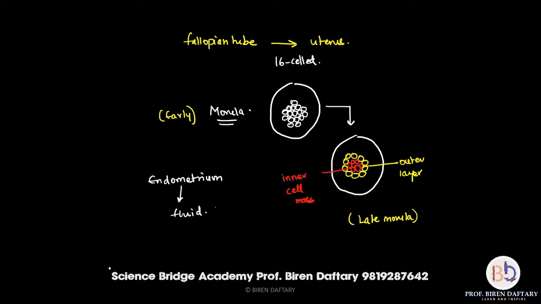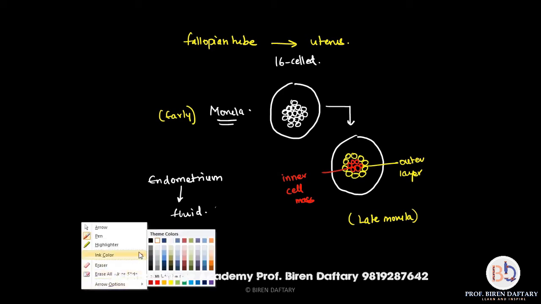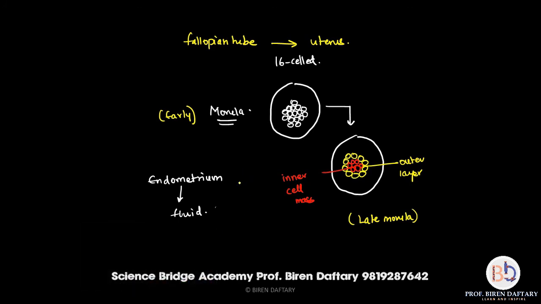Okay, so I am going to still take that yellow color, and the zona pellucida has now disappeared, so I'm going to draw this outer layer of cells. Now this outer layer of cells is called the trophoblast cells. Do you get me?